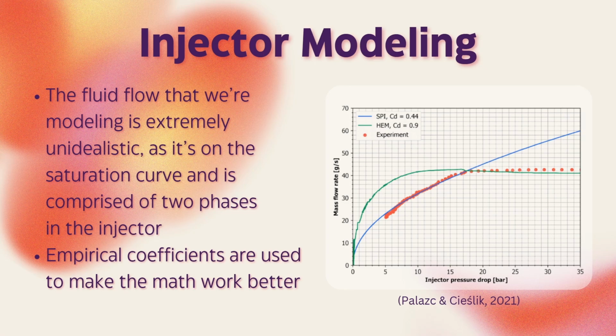In order to make these models work, you have to use empirical coefficients. As seen in this graph, two researchers tried to fit these two models, the SPI and the HEM equations, which I'll talk about in a little bit. They tried to fit them to some experimental data. However, that CD, or discharge coefficient, they had to mess with it a bunch. Those numbers have no real theoretical meaning behind them. They just kind of figured them out and made numbers that worked.